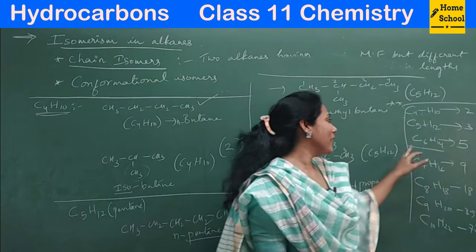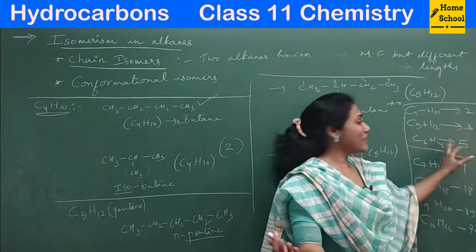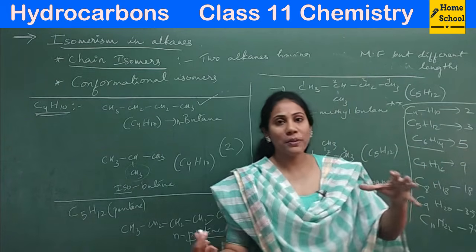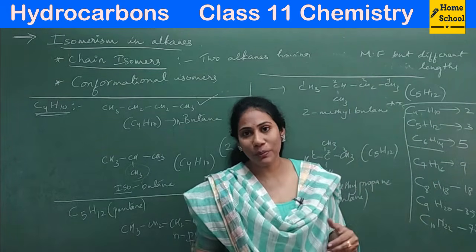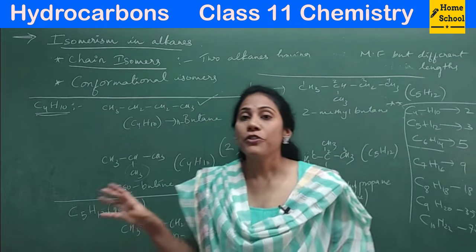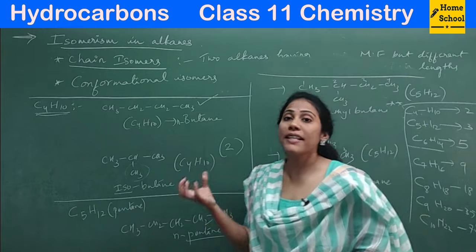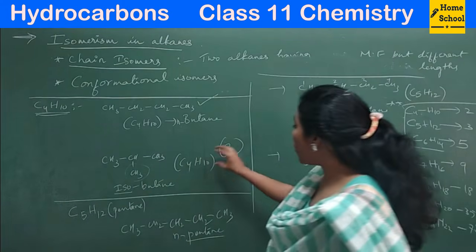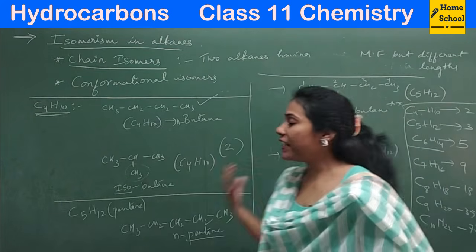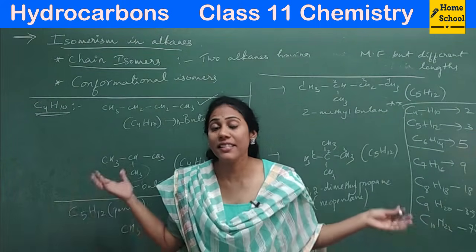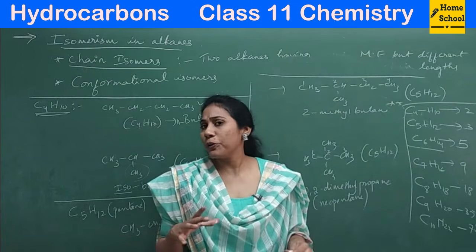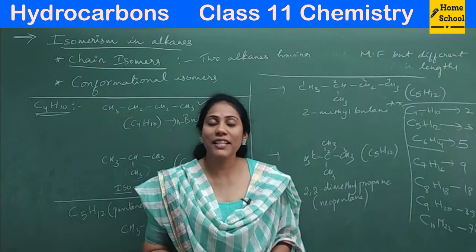I told you to put the structures for C6H14, no? So you will get 5 isomers. Try putting the structures in your book. So this is all about chain isomerism. For chain isomers, what is similar? The molecular formula is similar for all the structures, but the way you write the chain lengths is very different. Hope you got an idea about chain isomerism.